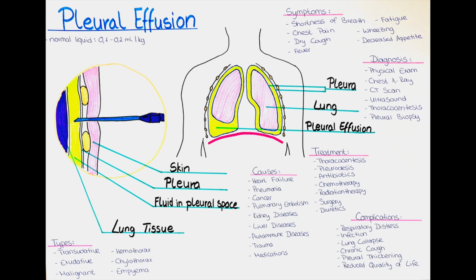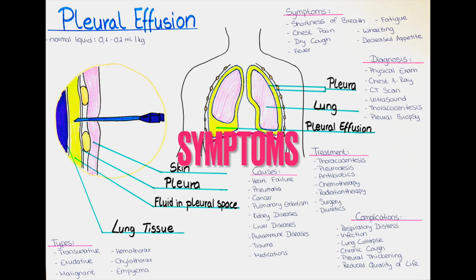This is a type of exudative pleural effusion that is caused by cancer cells that have spread to the pleural space. The fluid that accumulates is often bloody or cloudy and may contain cancer cells. The type of pleural effusion can provide important clues to the underlying cause of the condition and may guide treatment decisions. What are symptoms of pleural effusion?